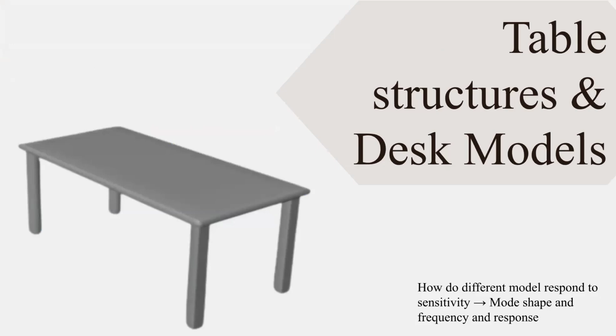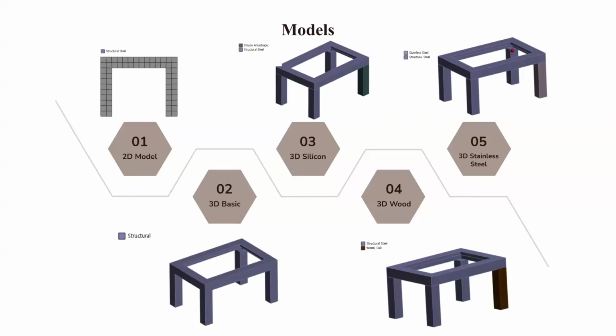Next is a stable structure. I did this investigation to investigate how the different models respond to sensitivity. So I made 5 models. The first one was the 2D model, and the second was the 3D basic model, which was constructed with structural steel. To make the model asymmetric, I only changed one of the legs to other materials. The first one was silicon, the next one is wood, and the last one was stainless steel.